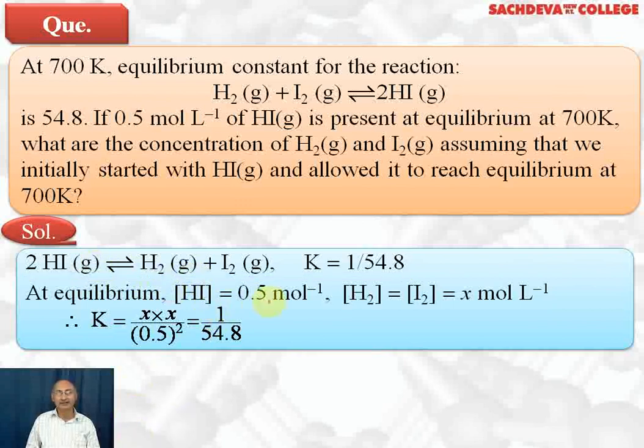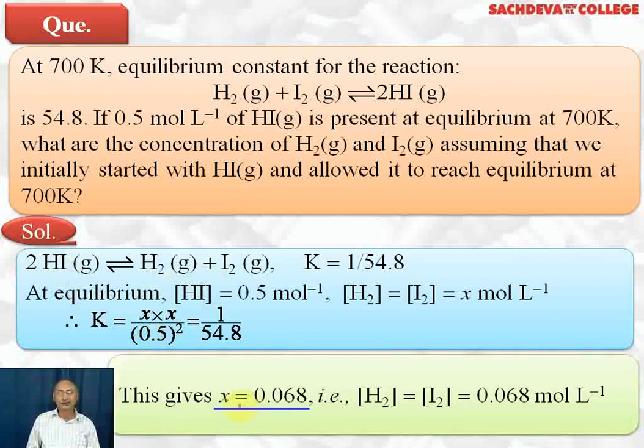At equilibrium, the concentration of HI is given to be 0.5 moles per liter. H2 and I2 both will be equal. We have taken it as X moles per liter. K is already given to us and it has become 1 over 54.8 for this reaction. X into X will be the molar concentration of hydrogen and iodine, and 0.5 is the molar concentration of HI at equilibrium. On solving, X will come out to be 0.068. That is, the concentration of both hydrogen and iodine is 0.068 moles per liter. This should be 0.5 moles per liter.